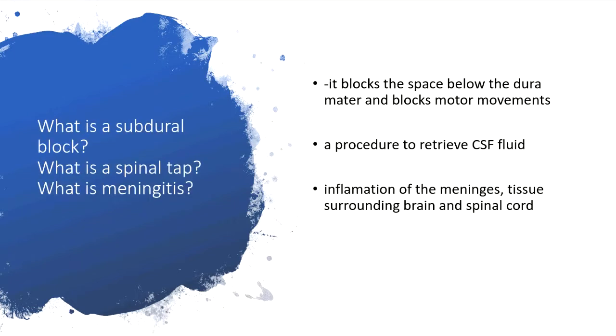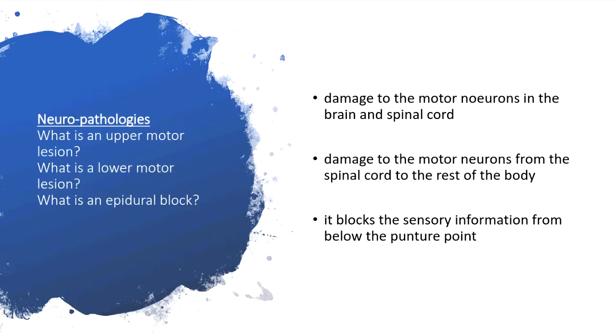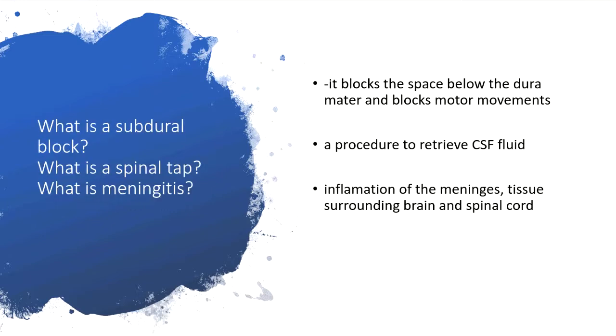What is a subdural block? It blocks the space below the dura mater and blocks motor movements. So the epidural is just sensory information that's blocked. Okay. The subdural is motor movements are blocked. Okay, not just your senses. And this is below the dura mater. This is why it's called the subdural space, below the dura. I'm sorry, subdural block. What is a spinal tap? It is a procedure to obtain cerebrospinal fluid.